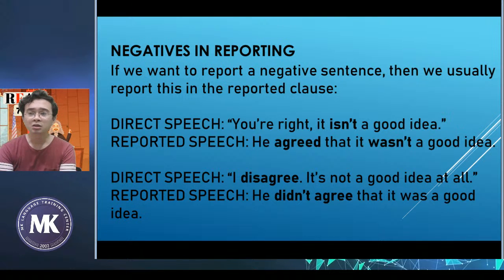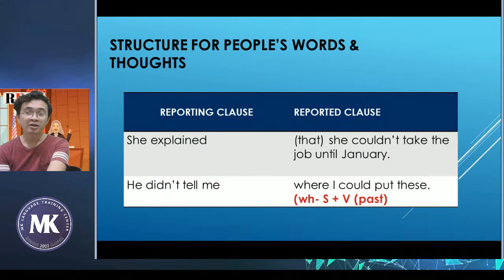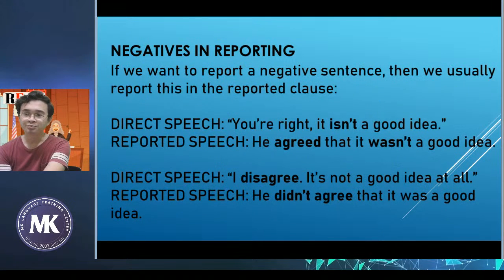And if we want to report a negative sentence, then we usually report this in the reported clause. Again, in our reported speech, there are two types of clauses: reporting clause and reported clause. The reporting clause is the beginning part of the reported speech, and the reported clause is the second part or the end part of the reported speech. So do not be confused about that. So if we want to report a negative sentence, we usually report this in the reported clause.